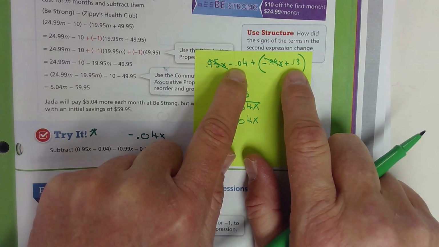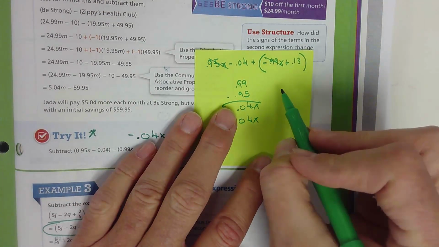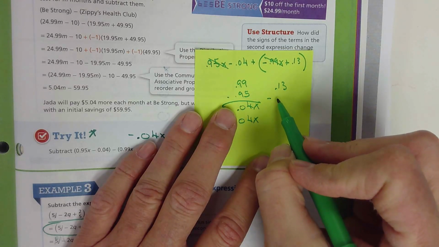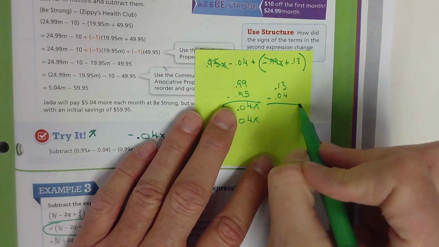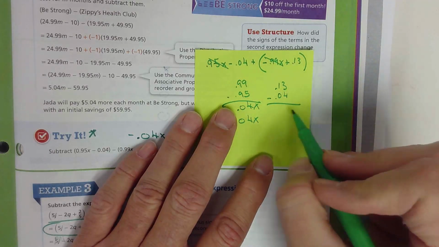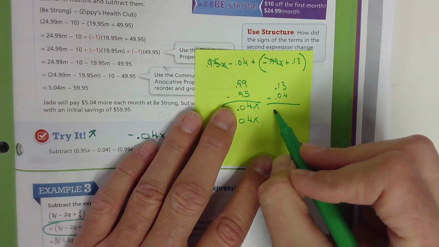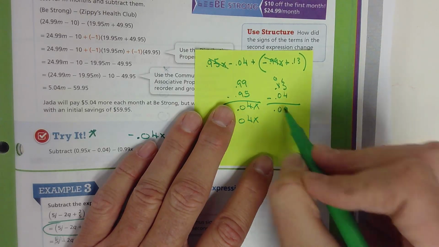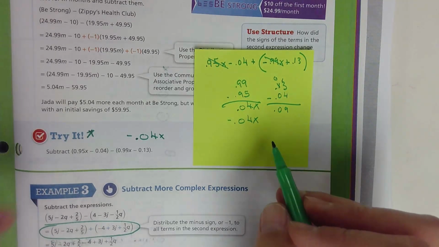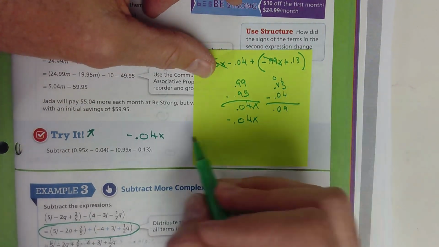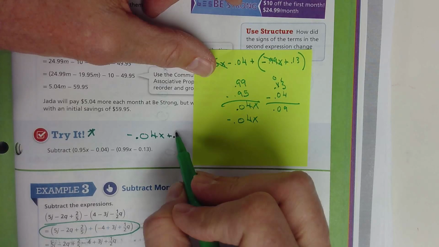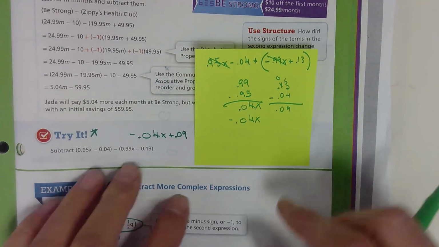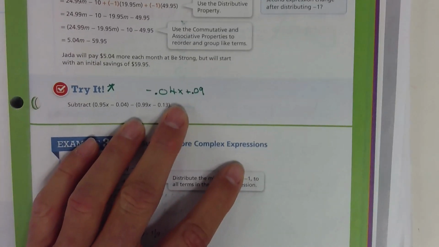Okay, and now I've got a negative 0.04 and a positive 0.13. So I can just go 0.13 right here, and I'm going to subtract a 0.04. What's that going to be? 0.09. Yeah. It becomes 0.139, so 0.09, and that's a positive. So adding 0.09, there's no variable with that. So that's the answer to this try it right there.